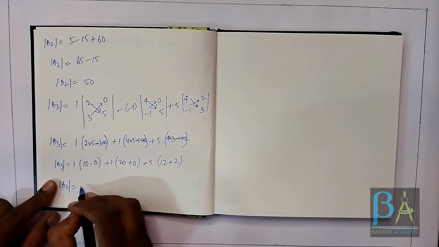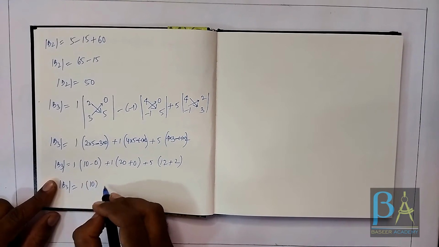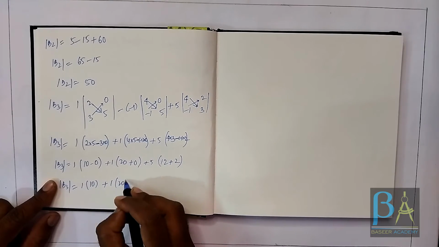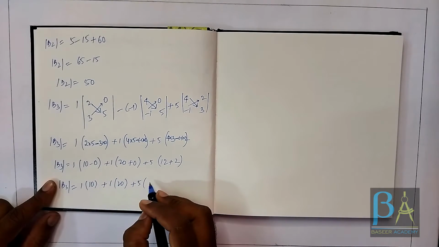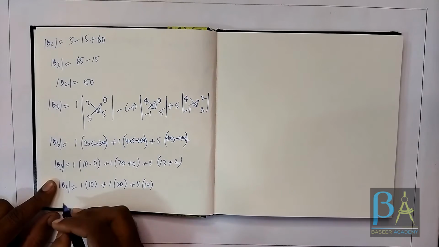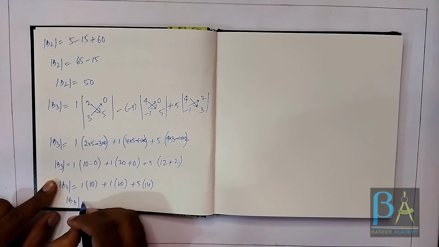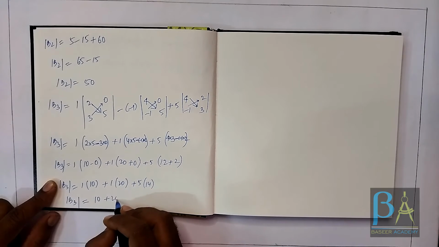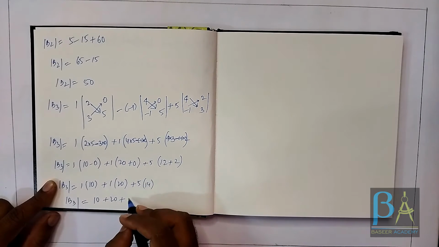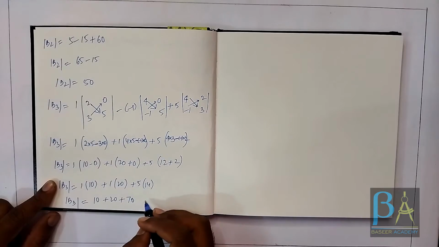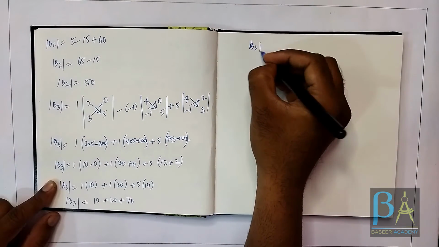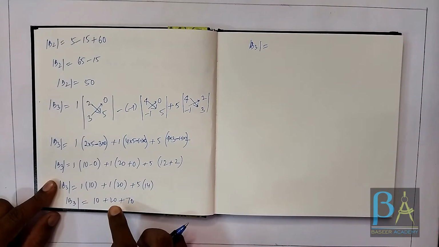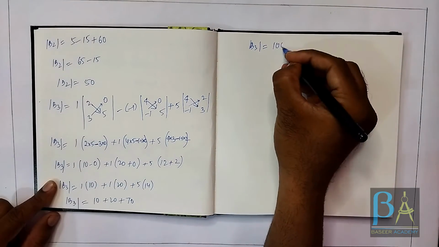So mod B3 is 10 minus 0 is 10 itself, 20 plus 0 is 20 itself, 12 plus 2 is 14. So mod B3 is going to be 1 into 10 is 10, 20 into 1 is 20, 14 into 5 gives you 70. So mod B3 here is 70 plus 20 is 90, 90 plus 10 is 100.